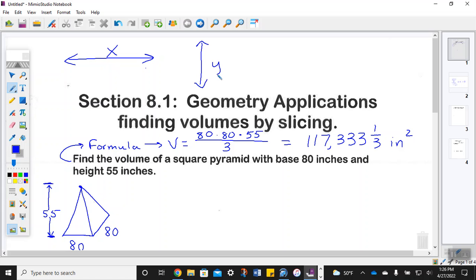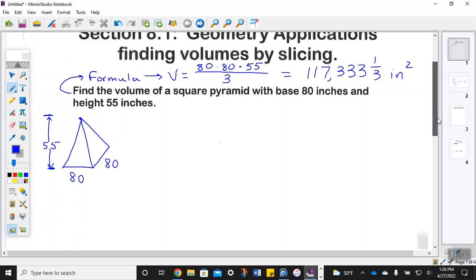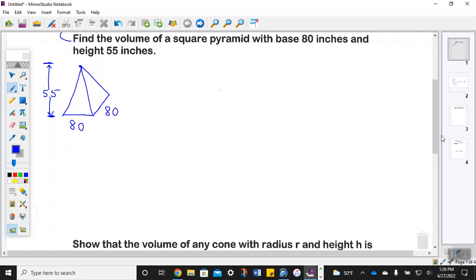Here we go. This is so cool. First thing I'm going to do is I like to come in here and say, okay, let's pick out a slice. I don't care where that slice is. I'm going to say the slice goes here, and make it big enough so that you can see it.